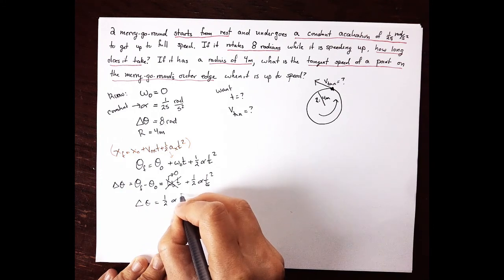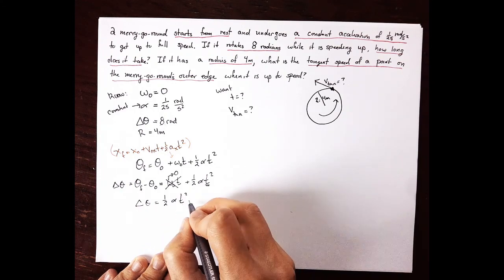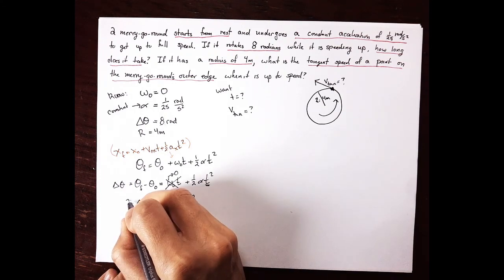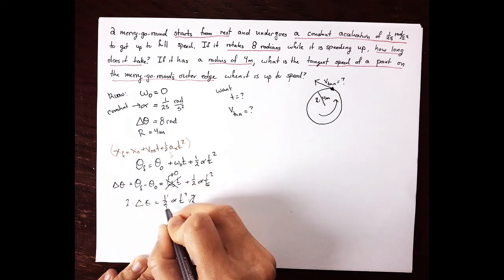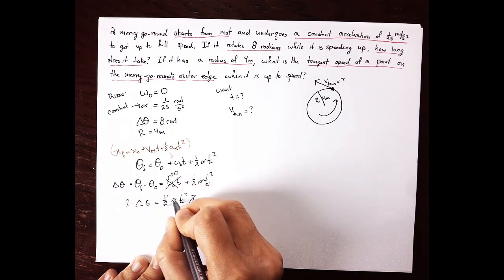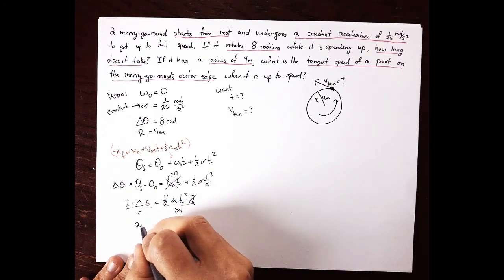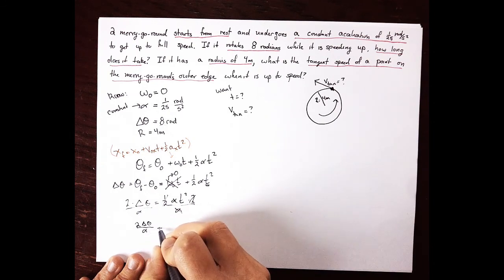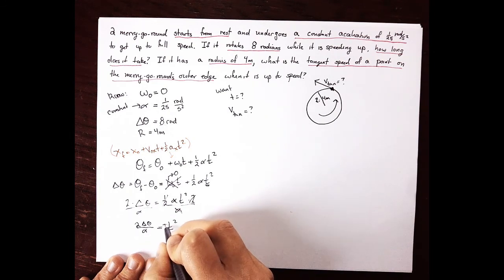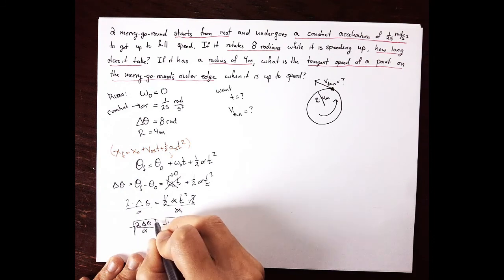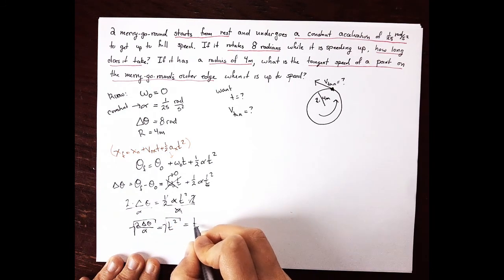Let's just rewrite it here. And I'll multiply both sides of the equation by 2, cancel this 1/2. Divide both sides by alpha, cancel the alpha, and I will have 2 times my change in theta over my alpha equals t squared, so I'll take a square root of both sides, and there we go, I've solved for t.